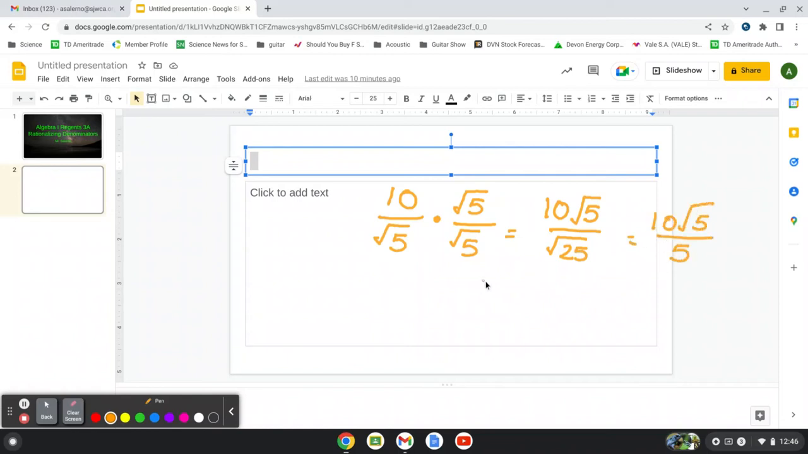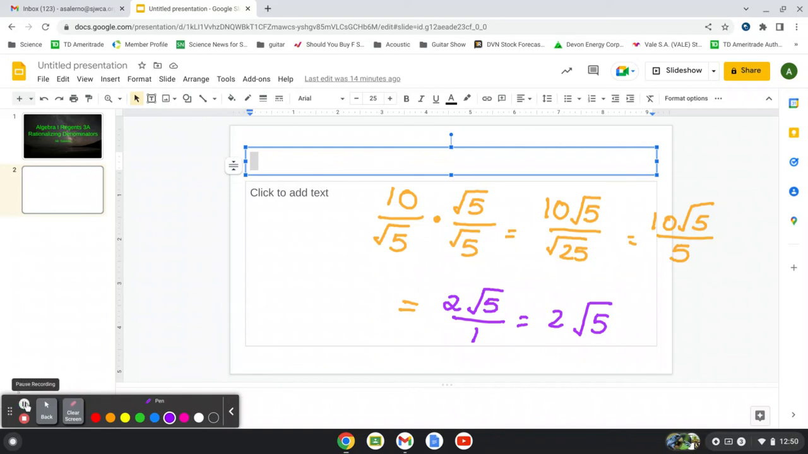But we're not done. Remember, we want to have it in simplest terms. So what would this be? Well, 5 goes in the 5 once, 5 goes in the 10 twice, so the final answer, we'll use purple, it'll be 2 square root of 5 over 1, which is just 2 square root of 5. There we go. How about one more problem?